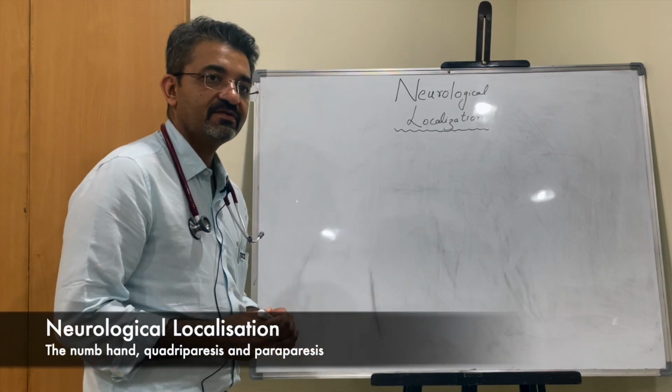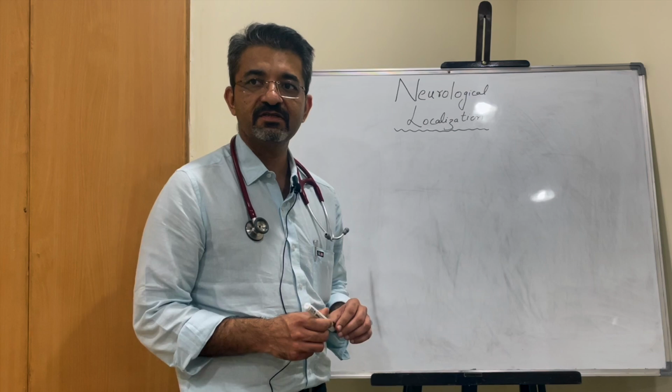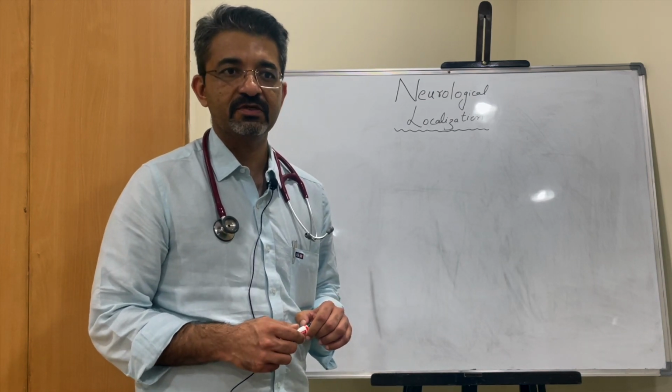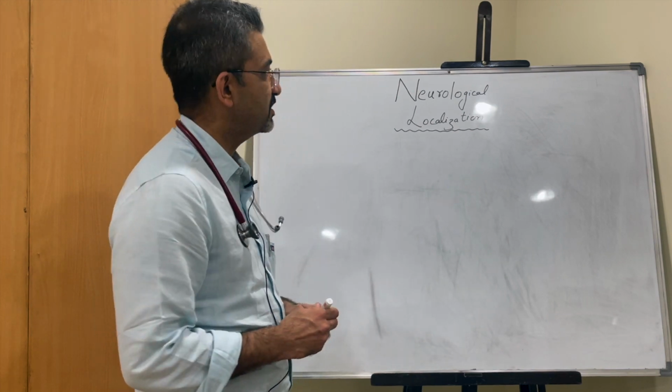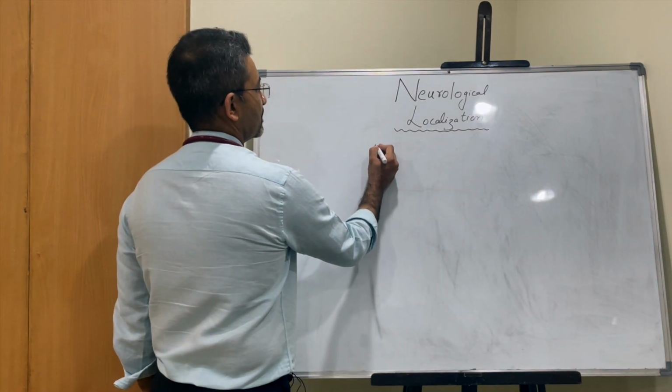So in the last lecture we covered a case of hemiplegia with different case scenarios. Today we will be covering three more case scenarios. The first case scenario will be a patient with a numb hand.